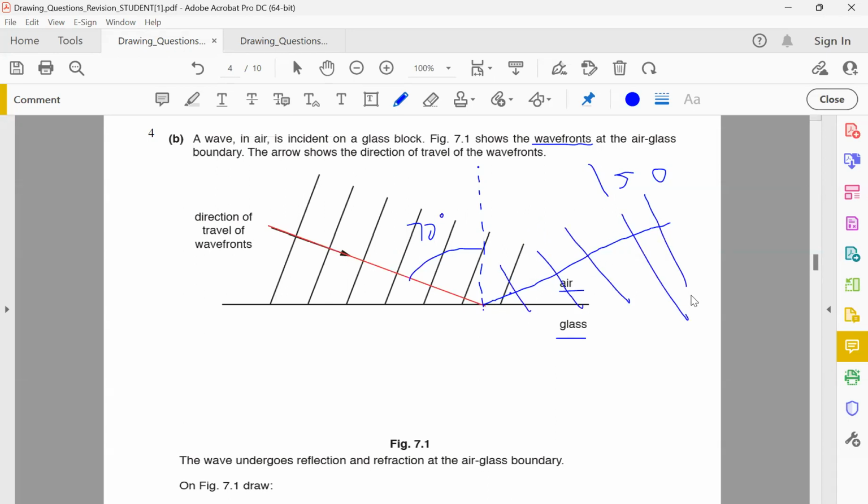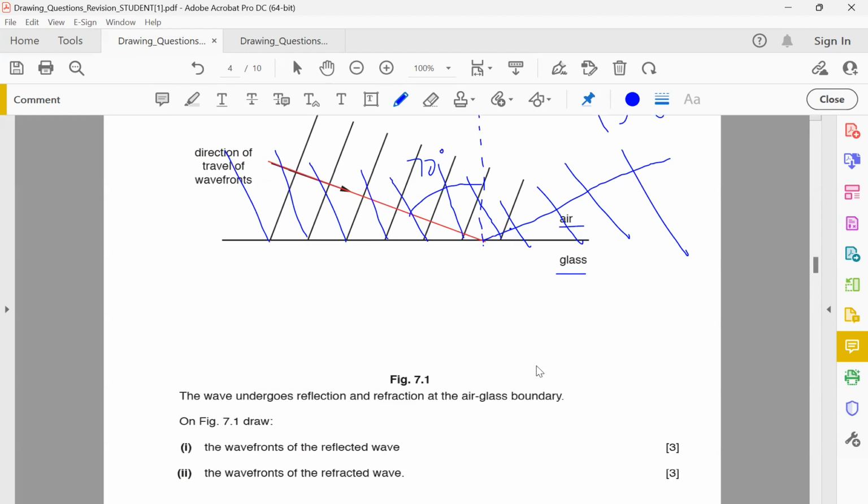Once again, when you draw, make sure that your wavelength is the same, because once again, reflection does not change the wavelength. Alternatively, I see some of you drew something like this, right? That is also correct, but you better make sure that the angle is correct. You better make sure the angle is correct, guys. Okay. And bam, you get your 3 marks for drawing this.